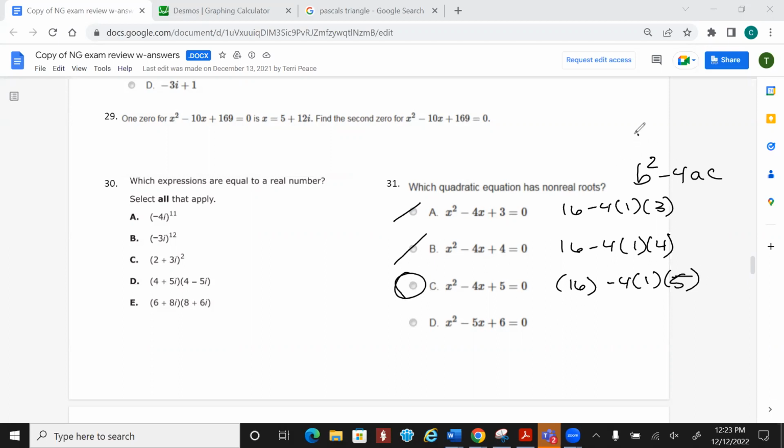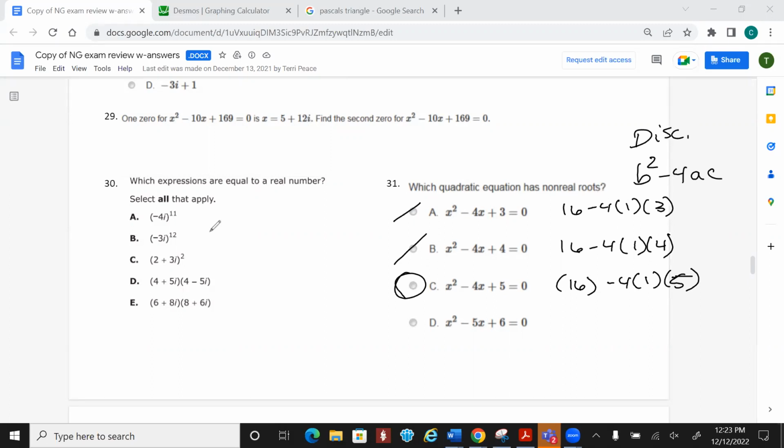I would use the discriminant. That's what we learned about last week. Doesn't touch the x-axis. When it comes to figuring out which one's real and non-real, you use the discriminant. That's still real.